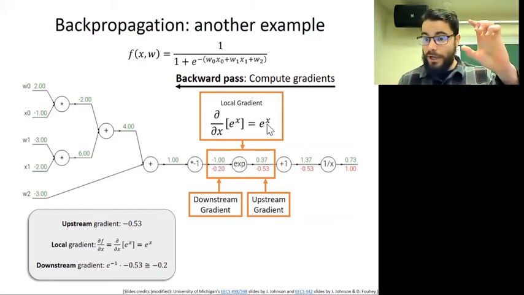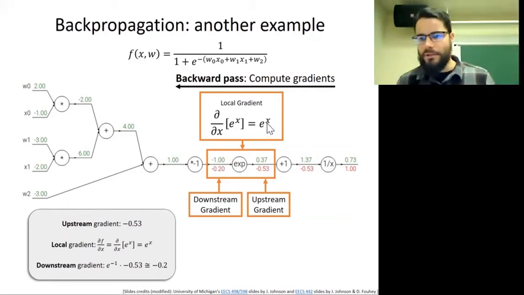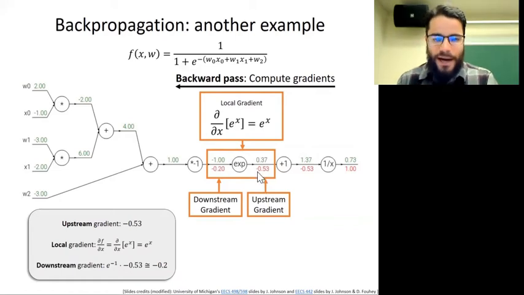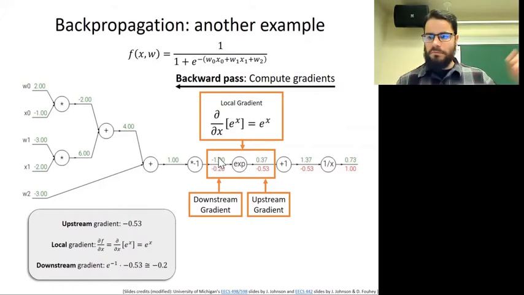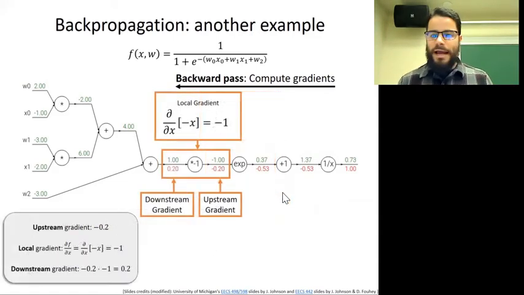So we have e to the power of x, which is the local gradient, times the upstream gradient. Who's the upstream gradient? Minus 0.53. So this is what we have here. And then, of course, x is going to be minus 1. This is, of course, coming from the forward pass that we already calculated. So as a result, we have approximately minus 0.2.